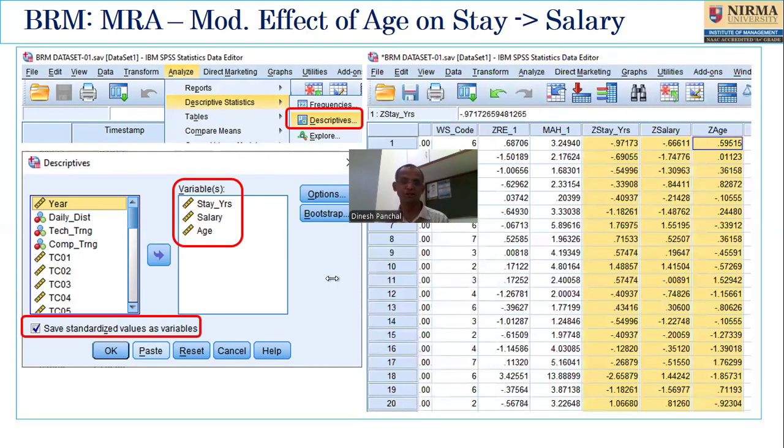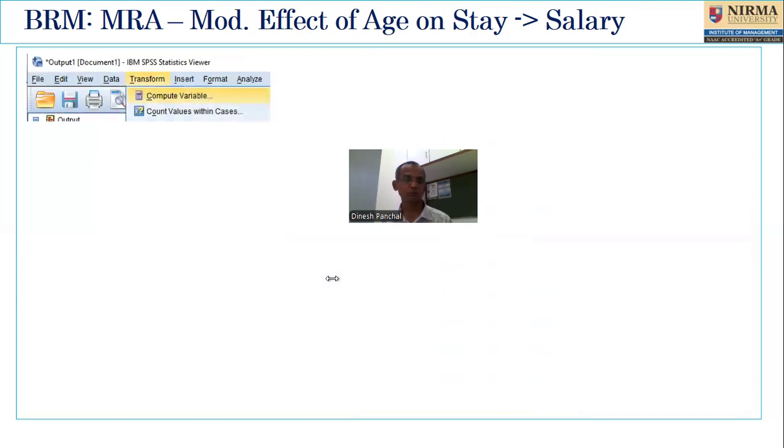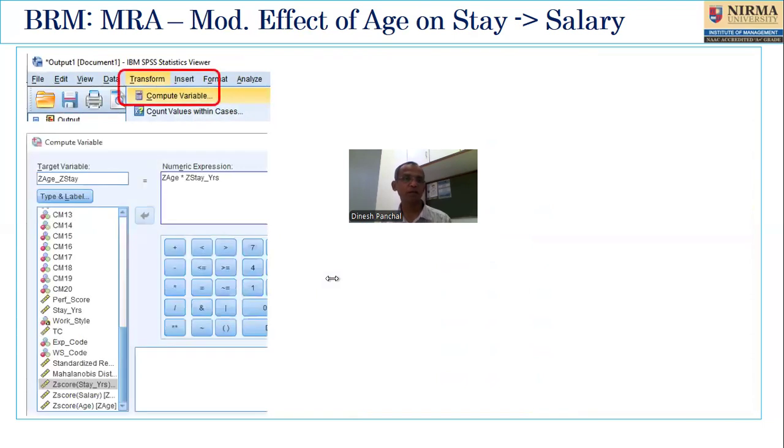In this case, age and stay. So you'll go to Transform, Compute Variables, and compute the interaction column called age into stay, z age into z stay. Now, friends, since we wanted to multiply them together, we convert them to a standardized value.